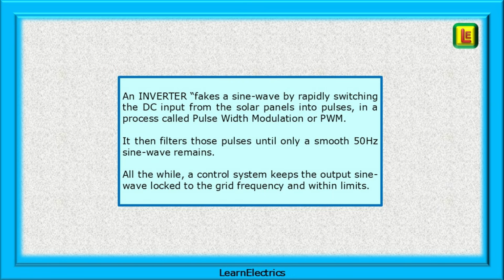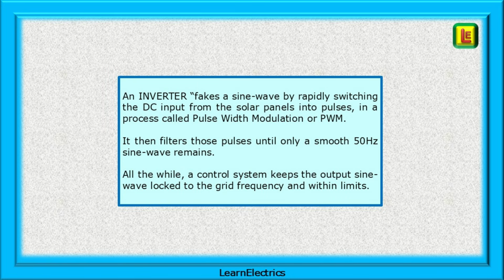How does the inverter work? That was the original question. An inverter fakes a sine wave by rapidly switching the DC input from the solar panels into pulses in a process called pulse width modulation, or PWM for short. The wider the pulse, the greater the voltage that can be derived from it, as we shall see. It then filters these pulses until only a smooth 50 Hz sine wave remains. All the while, a control system keeps the output sine wave locked to the grid frequency and within limits.